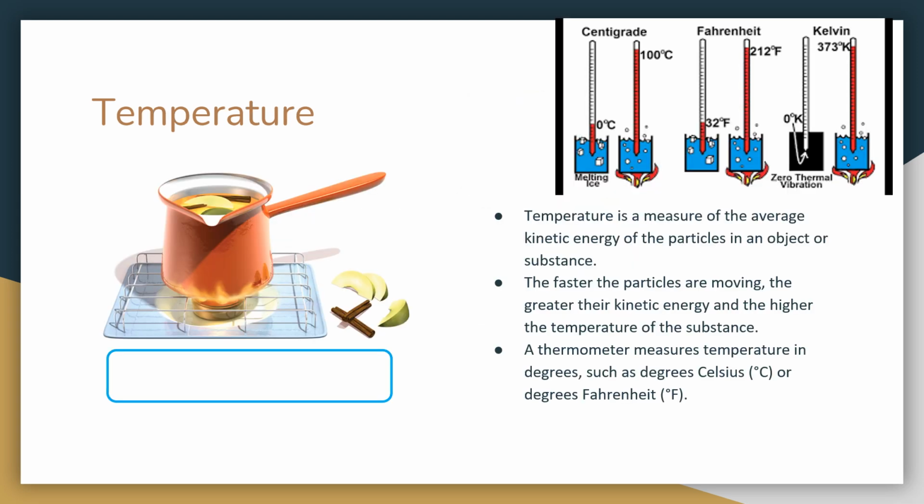Temperature, on the other hand, is the measure of the average kinetic energy of the particles in an object or substance. The faster the particles are moving, the greater their kinetic energy, and the higher the temperature of the substance. A thermometer measures temperatures in degrees, such as degrees Celsius or degrees Fahrenheit.